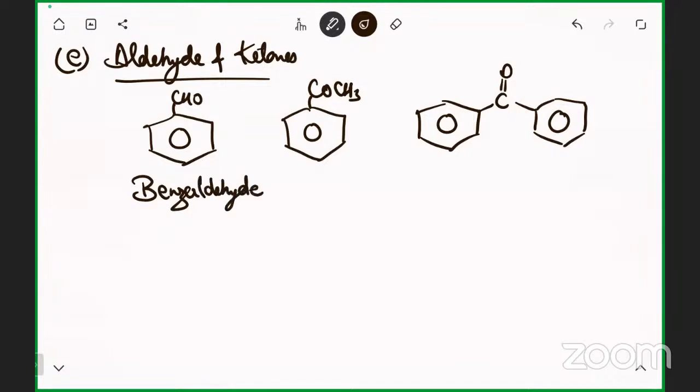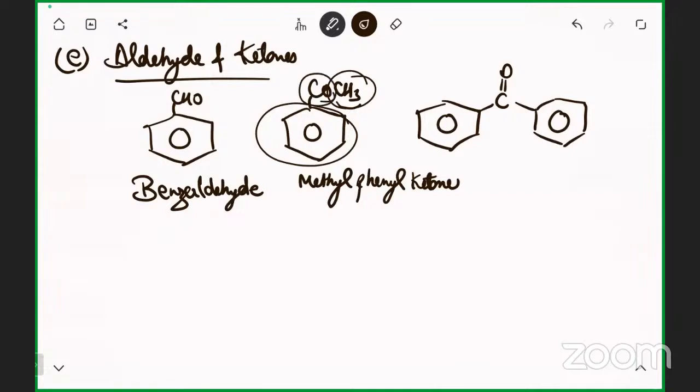Benzene with COCH3, you have to write methyl, then phenyl, then ketone. See, first methyl, then phenyl, then we go for the CO, that is ketone. The common name is quite important: acetophenone.